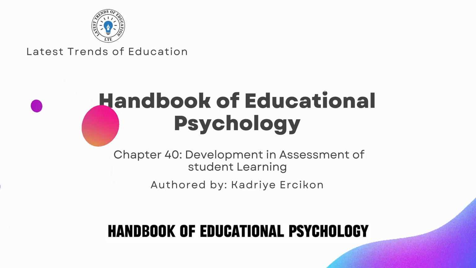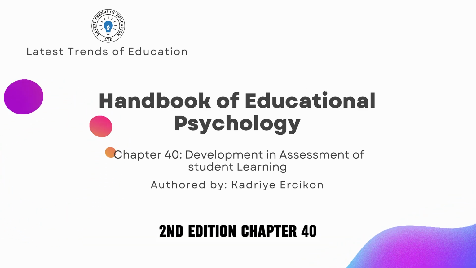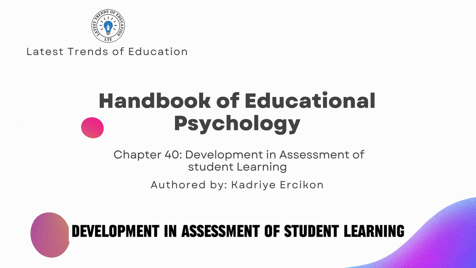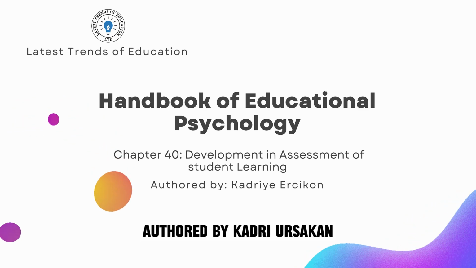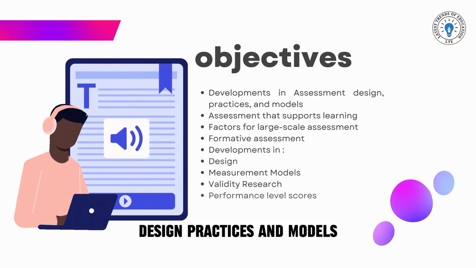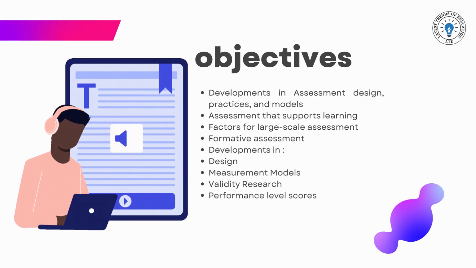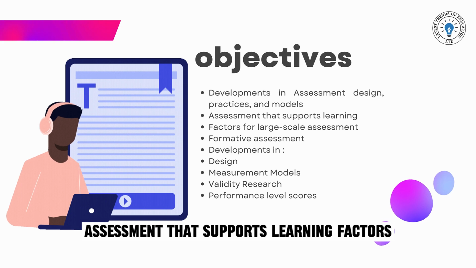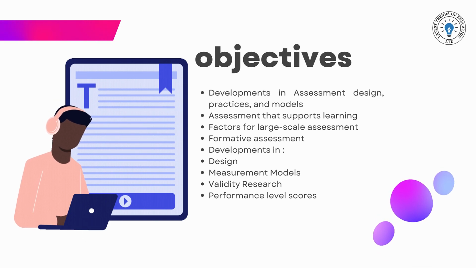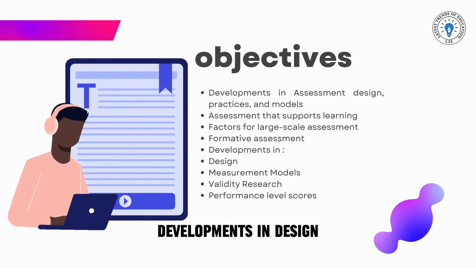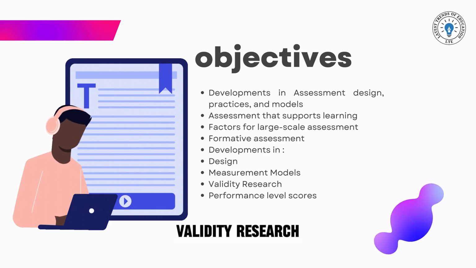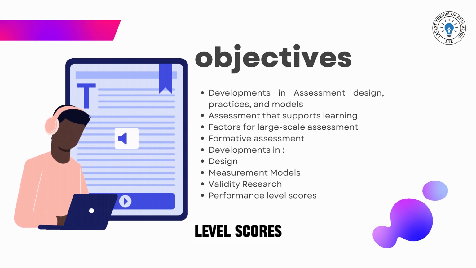Handbook of Educational Psychology, 2nd edition. Chapter 40, Development and Assessment of Student Learning. Authored by Kadri Ersakan. Objectives. Developments in assessment design, practices, and models. Assessment that supports learning. Factors for large-scale assessment. Formative assessment. Developments in design. Measurement models. Validity research. Performance level scores.